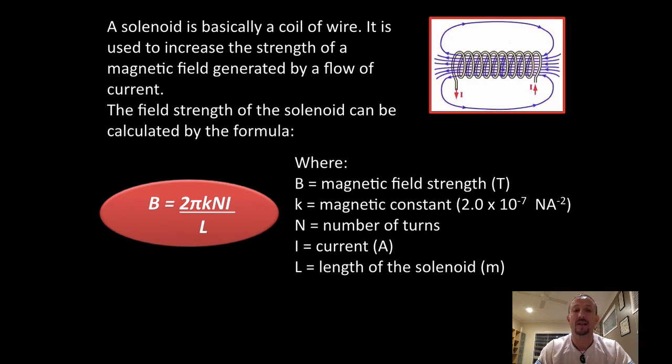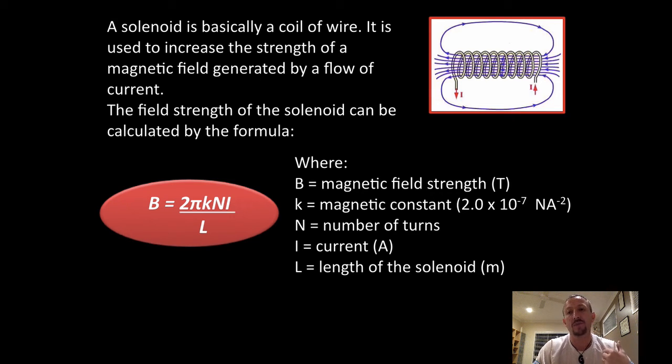Now this can be calculated with the following formula again. B equals 2 pi K N I over L. 2 pi is related to the circumference of the solenoid. K is your magnetic field constant. N is going to be the number of turns that you've got of wire, because obviously every turn that you get, you increase the magnetic field strength a bit further.